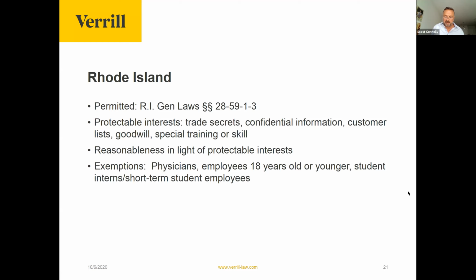Importantly, it's limited as to low-wage workers who make less than 250% of the federal poverty level. It restricts non-competes for employees who are non-exempt under the Federal Fair Labor Standards Act, undergraduates and graduate students, and those 18 years old or younger.